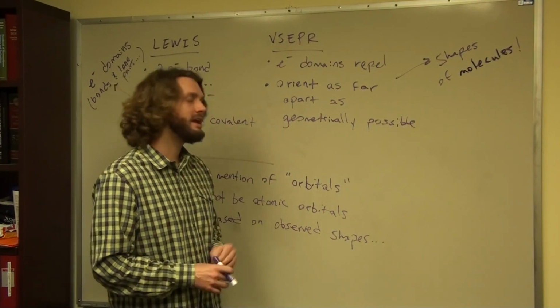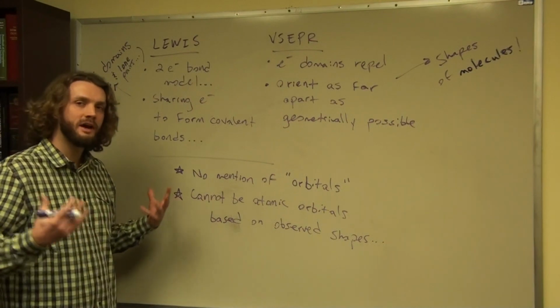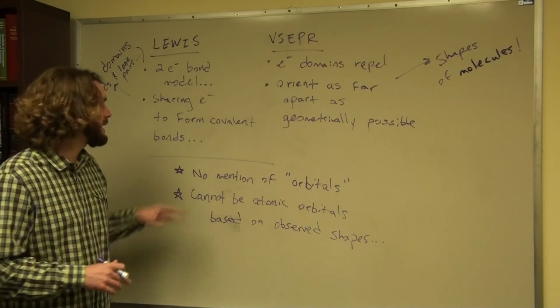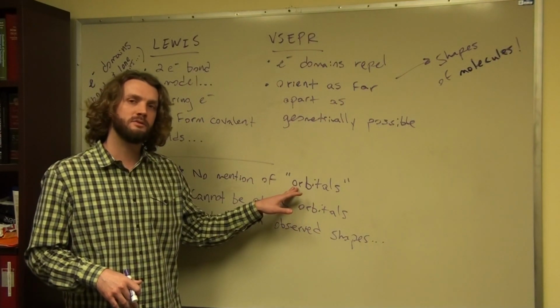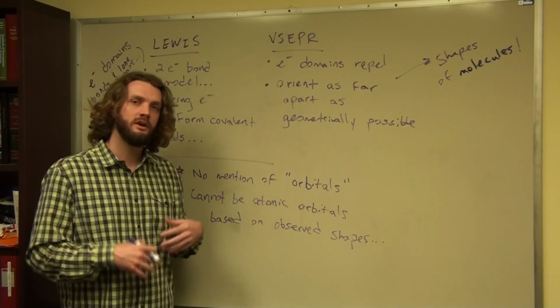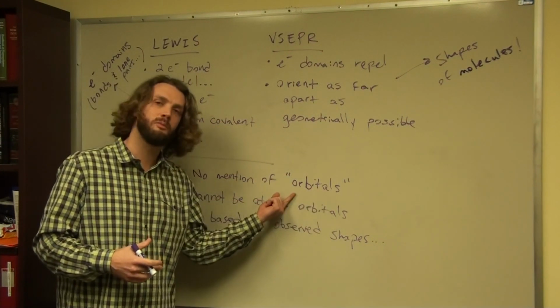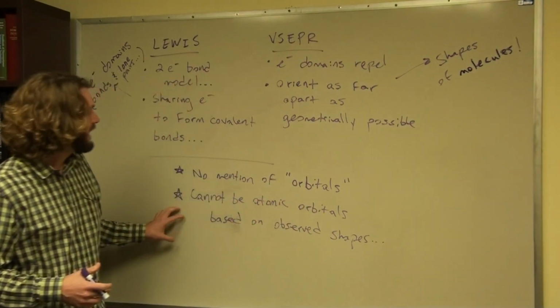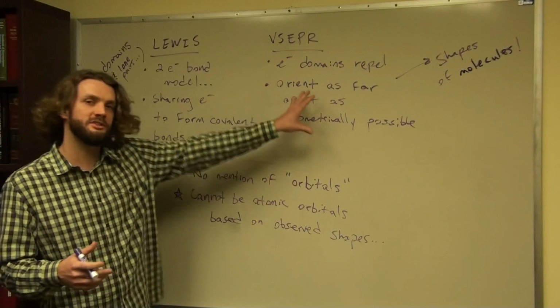Okay, but if we're thinking about it, that leaves a couple topics that we covered in general chemistry out. For example, in these two models, there's no mention of orbitals, which we know are those wave functions that hold electrons. The probability of finding an electron is defined by those orbitals and their shapes. And we know that it really can't be the atomic orbitals that lead to these shapes, right?